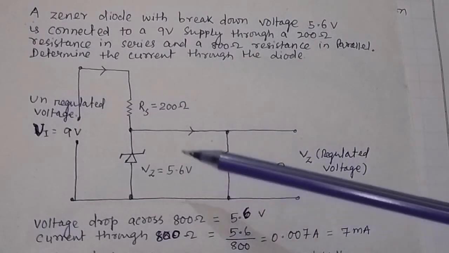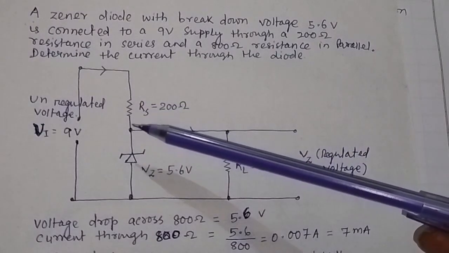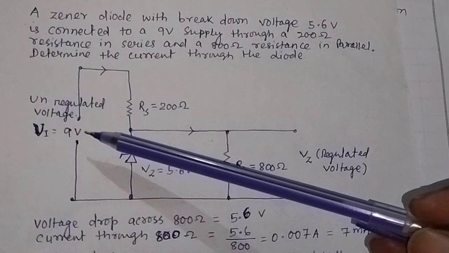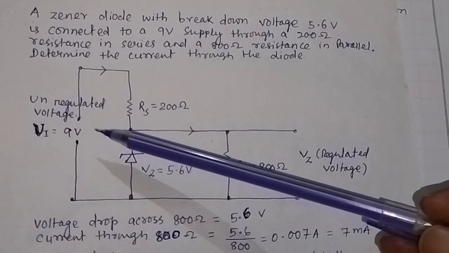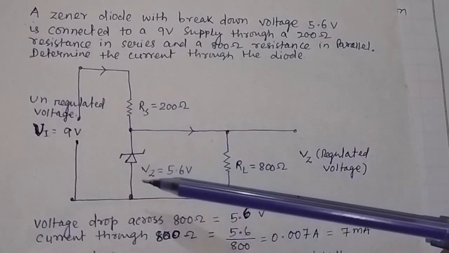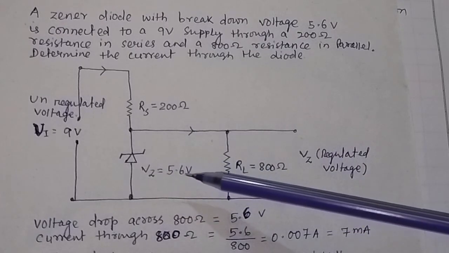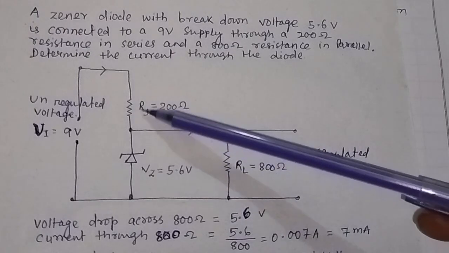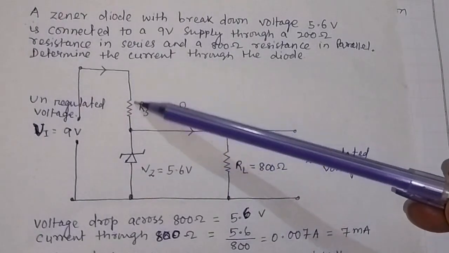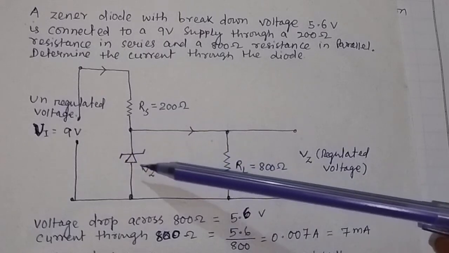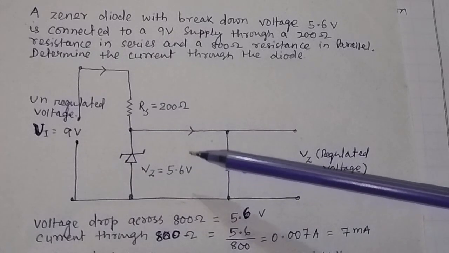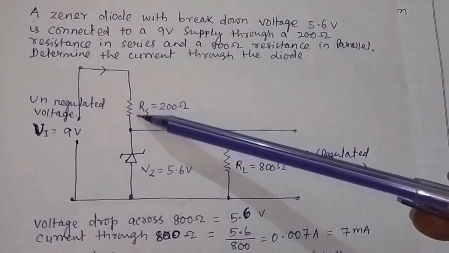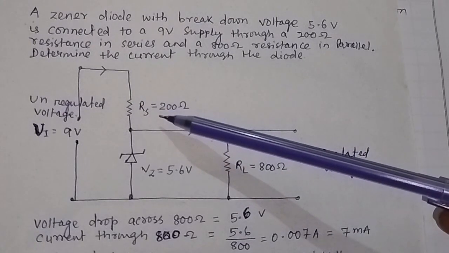Now we'll find out the voltage drop across this 200 ohm resistance. The supplied voltage or unregulated voltage is 9 volt, and the voltage drop across this zener diode, or across this load resistance, is 5.6 volt. So voltage drop across this series resistor will be equal to 9 volt minus 5.6 volt, that will be equal to 3.4 volt.